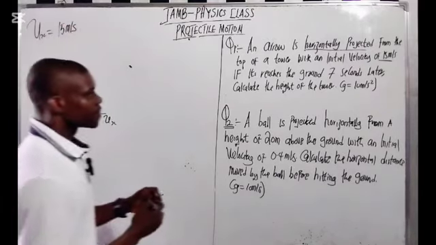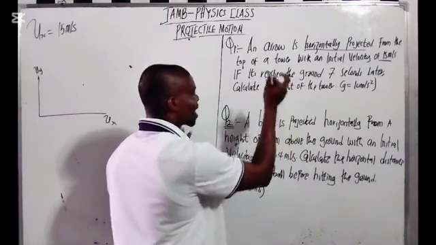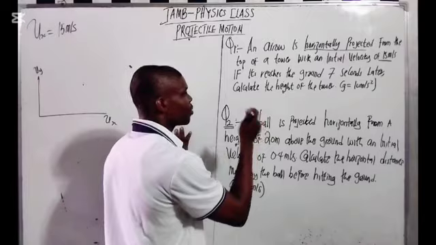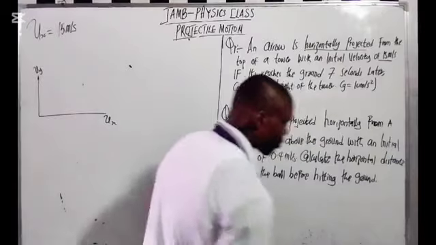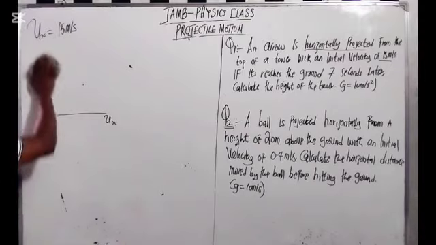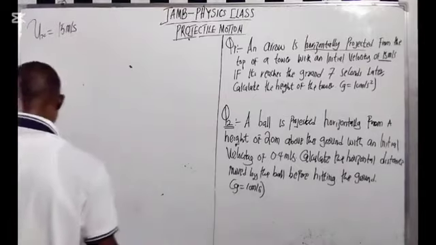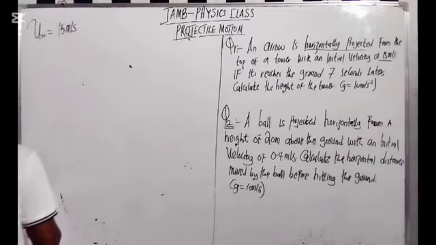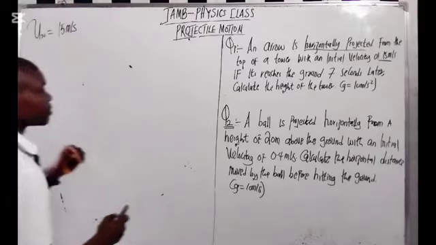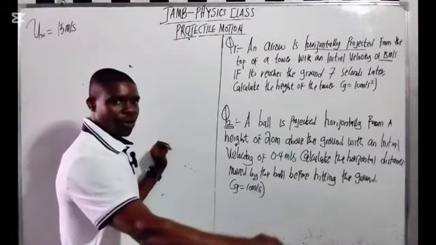If it reaches the ground 7 seconds later, calculate the height of the tower. Calculate the height of the tower. Now, when we talk about the height of the tower, that is the height at which it was projected. So we are going to use... So now, if the arrow was projected down, that is, it's under free fall, right?